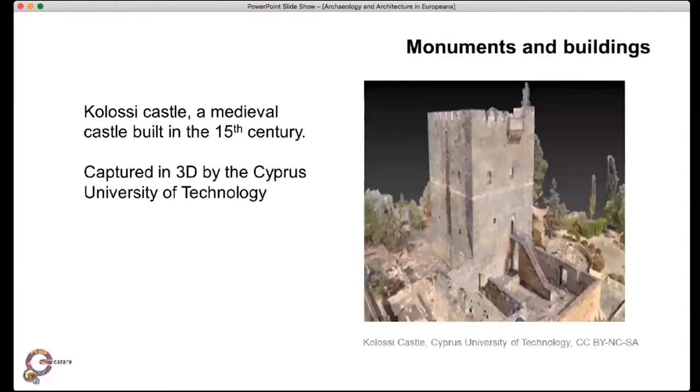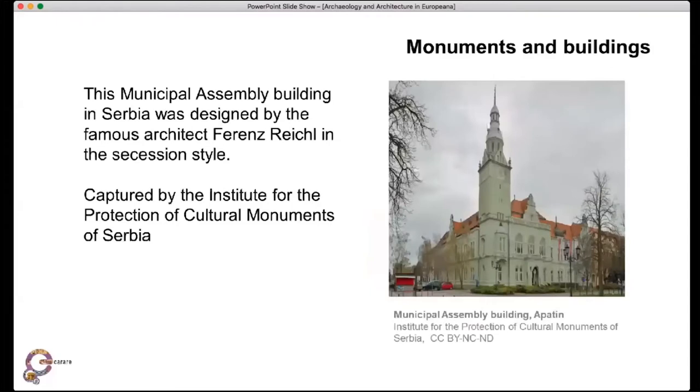Let's start with the Kolossi Castle, a medieval castle built in the 15th century. It was captured in 3D by the Cyprus University of Technology, who have made their model images and other documentation available via Europeana. The municipal assembly building in the center of Apatin in Serbia was designed by the famous architect Ferenc Reichl. It is representative of the Secession style and was built between 1907 to 1909.